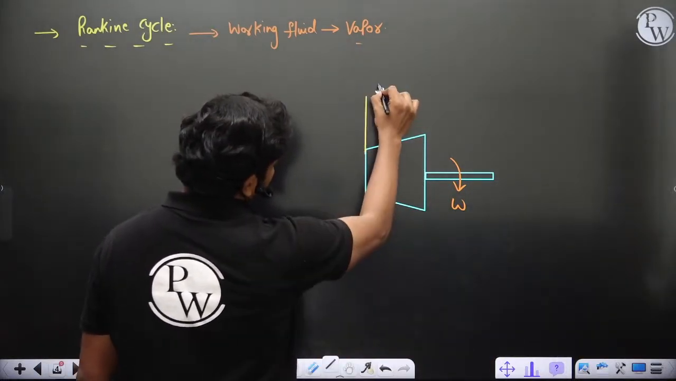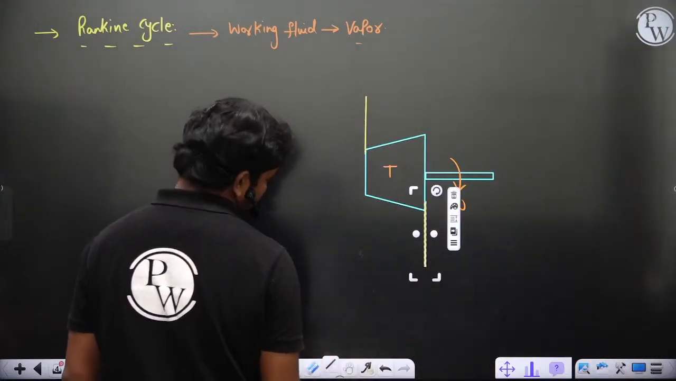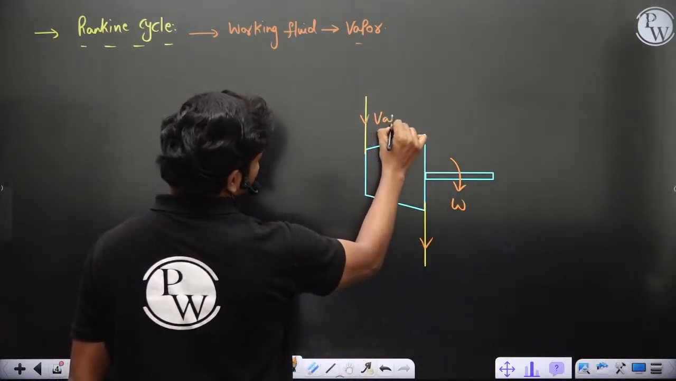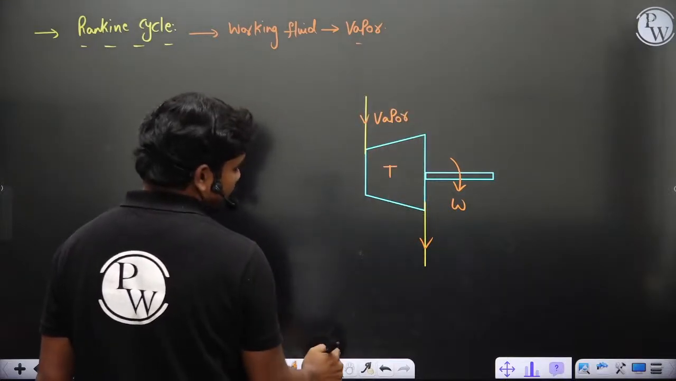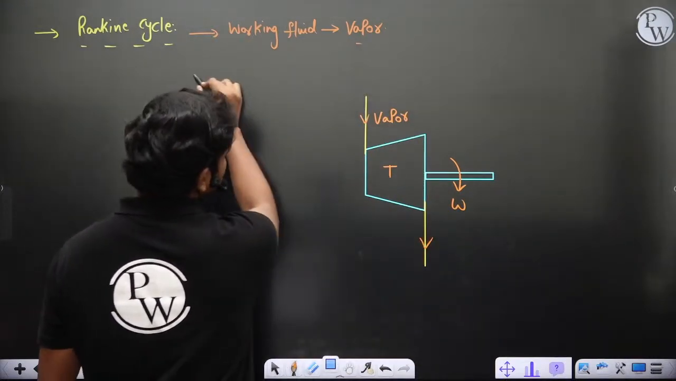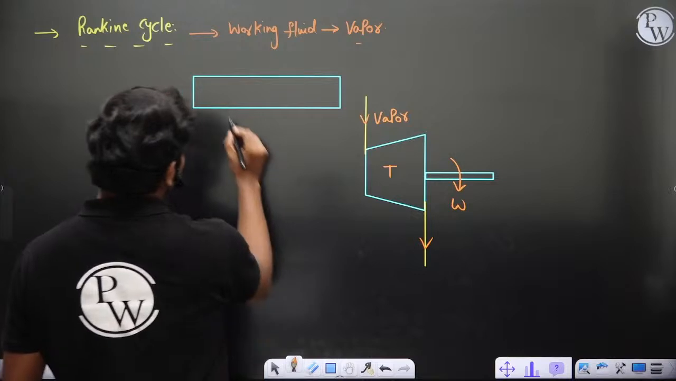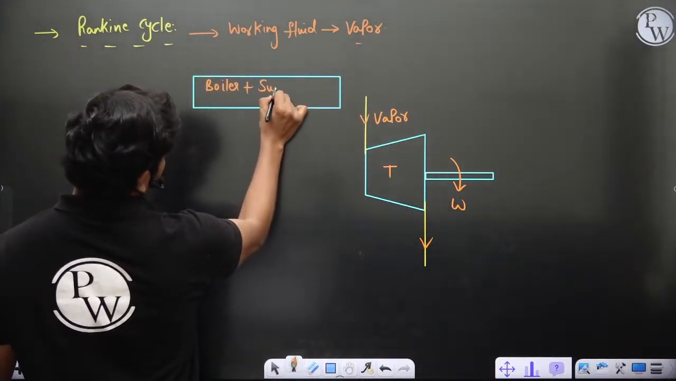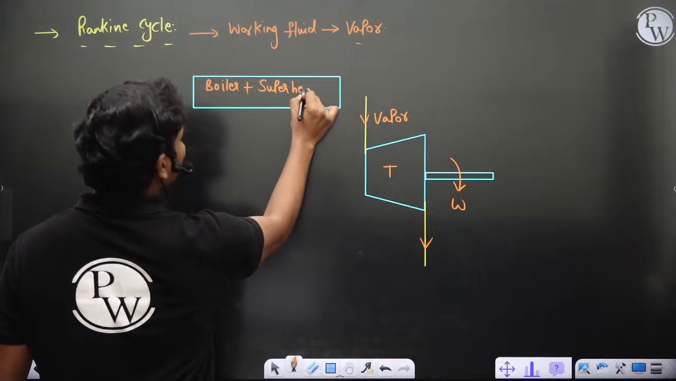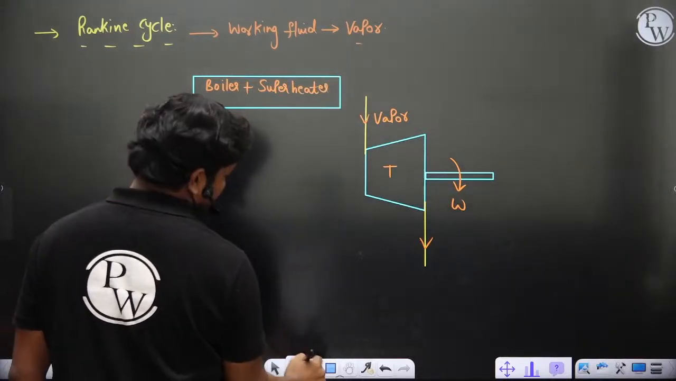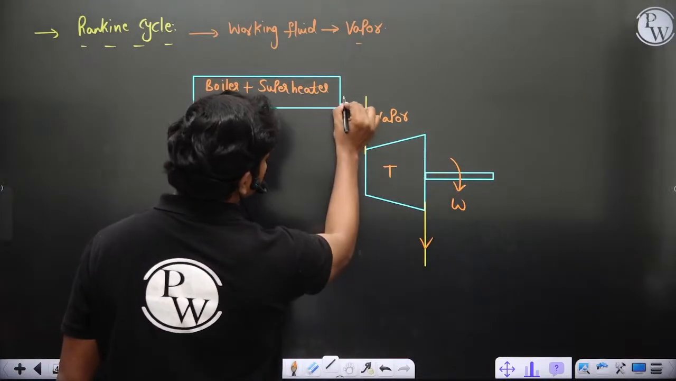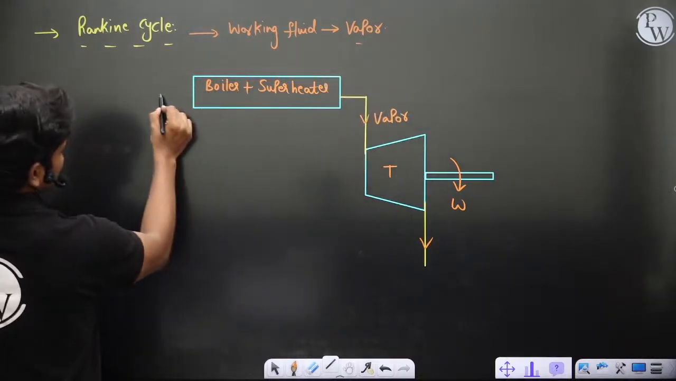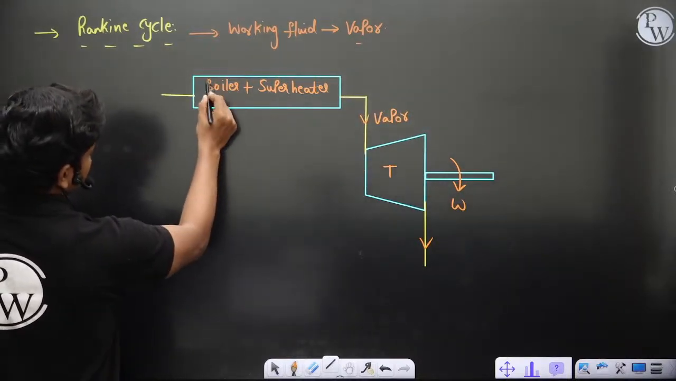To continuously supply vapor to this turbine, you need a device which continuously generates vapor, and that's nothing but your boiler. Sometimes you also have a superheater in it, which superheats the vapor, as we saw clearly in the last class. I'm just revising things quickly.